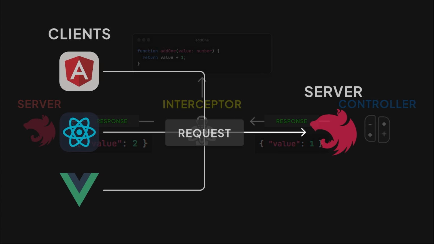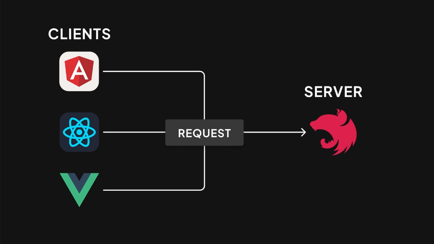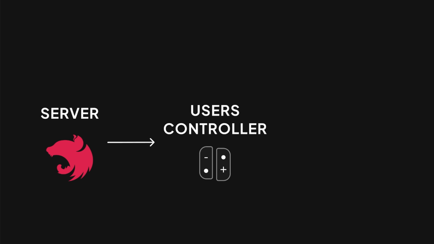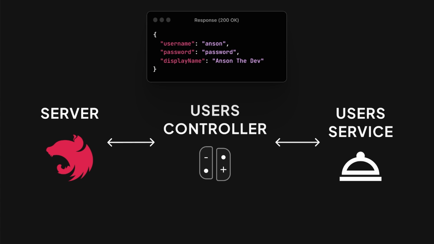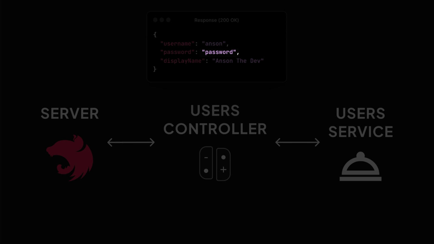Let's say, for example, we want the client to be able to make a request to the server and get a user back. The request reaches the server, the controller's route handler is called, and the route handler gets the user record from the user service. The user object returned may contain sensitive information we may want to filter out, such as a password field.